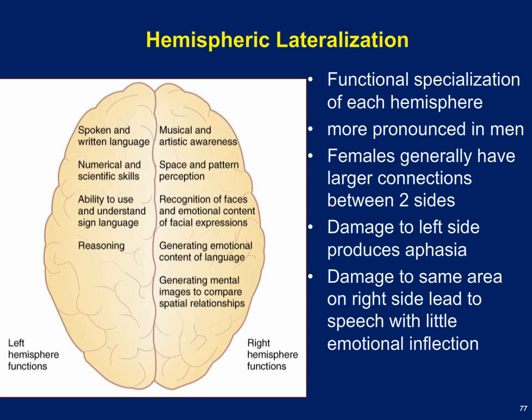Women, on the other hand, tend to have greater connections between the left and right brain. So if they have damage to, let's say, one side of the brain, they're less likely to show defects as a result. Whereas if a male has damage to the left side of the brain, which controls language, then his ability to speak is probably going to be lost.